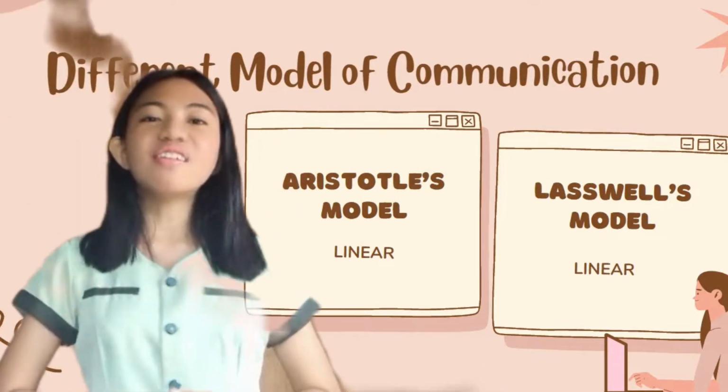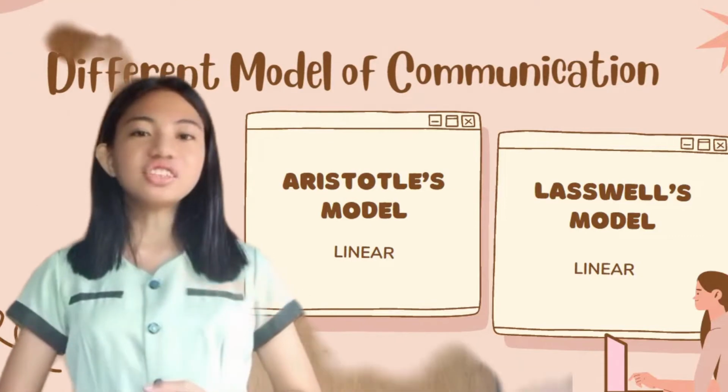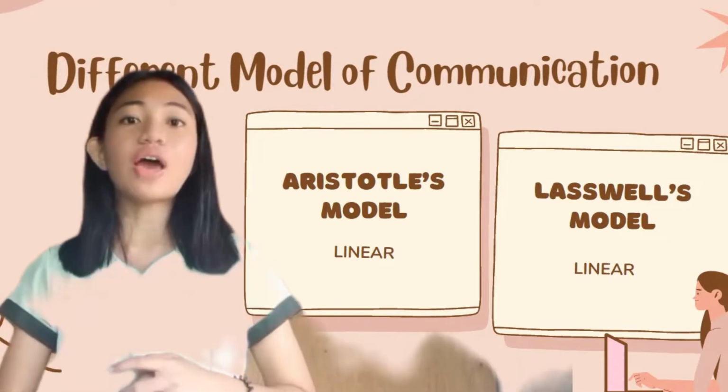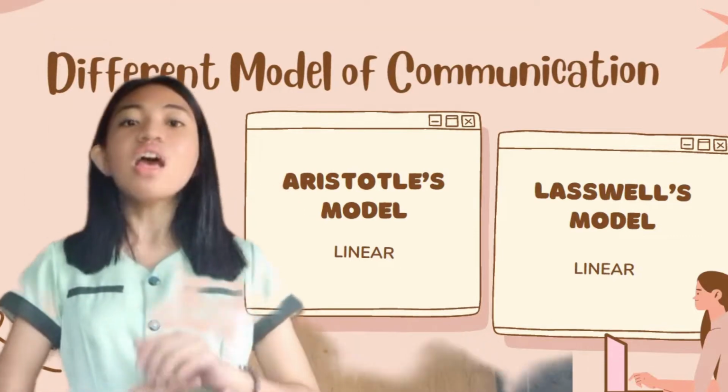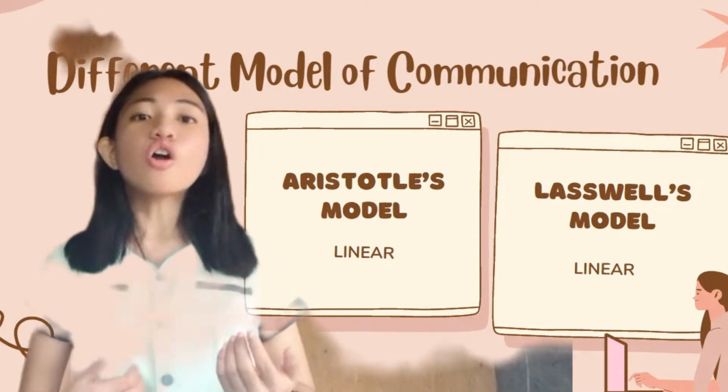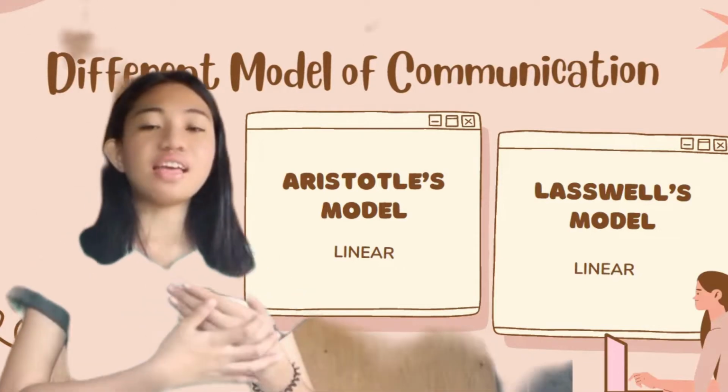Number 1, the Aristotle's model. It is a linear type of communication model. It argues that we should look at 5 elements of the communication event to analyze how best to communicate: speaker, speech, occasion, target, audience, and effect.